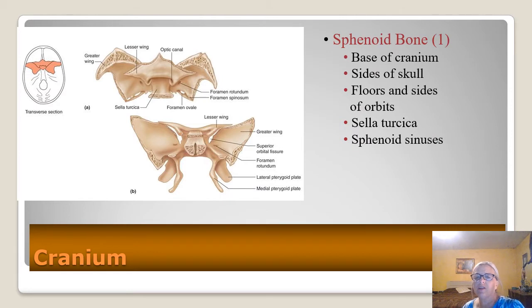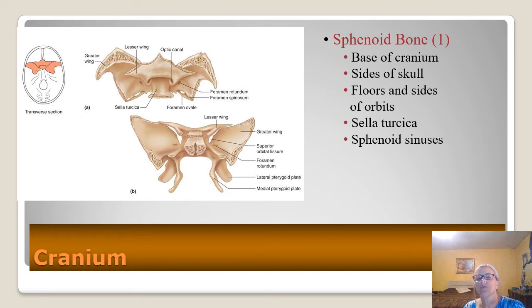The sphenoid is an interesting bone. It's kind of one of my favorites. It looks a lot like a butterfly, and I used to collect butterflies, so I kind of like this one. It helps form the base of the cranium, the sides of the skull, and this is actually inside. And you'll see probably in lab, even if we don't go in lab, you'll see on the PowerPoints, it's like a little yellow piece, okay, that fits down inside.